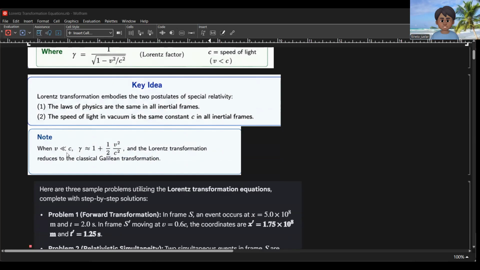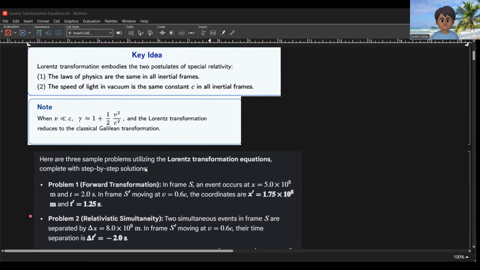So when v is much less than c, gamma here, which is the Lorentz factor, is approximately 1 plus 1 half v squared over c squared. So this is the expansion for this factor. Reduce it, and the Lorentz transformation reduces to the classical Galilean transformations.